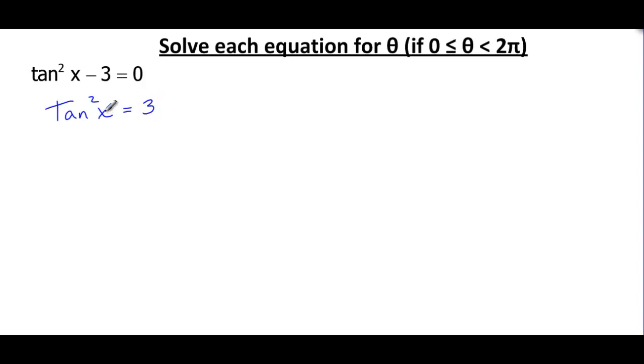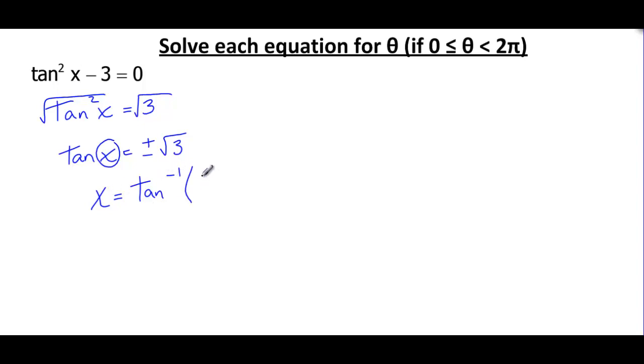But again, I want to get x by itself, but I have this squared, so what I'm going to do is take the square root of both sides. So I'm going to get tangent of x is equal to, and this is the important thing, plus or minus root 3. Don't forget that, because we're going to lose a lot of answers if we forget that. Again, I want to get x by itself, so to do that I'm going to have to take the inverse tangent of both sides, which would leave me inverse tangent of plus or minus root 3.